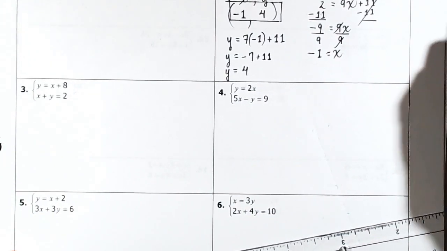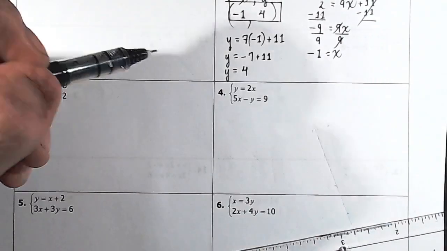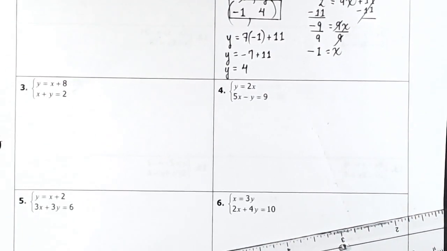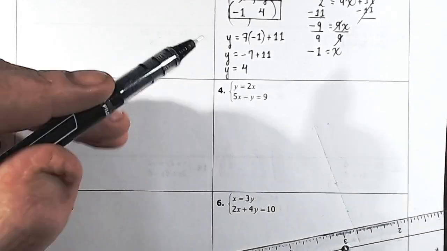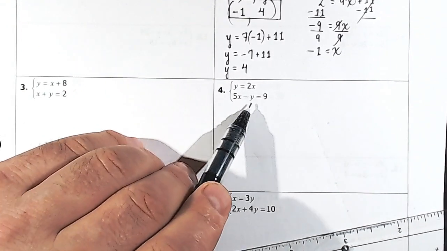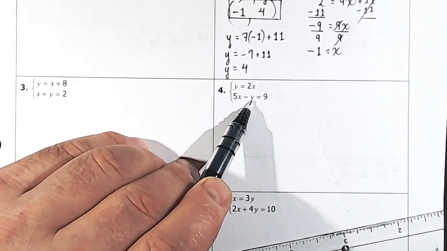Number 4. Okay, y equals 2x, and 5x minus y equals 9. Well, we have to ask ourselves, did we do step 1? Did we get one of the equations solved for either x or y? And the answer is yes. You already have y by itself up here in the top equation, so you've checked off box 1. Now, you need to remember, y equals 2x. So down here in the second equation, I can substitute 2x in for that y.